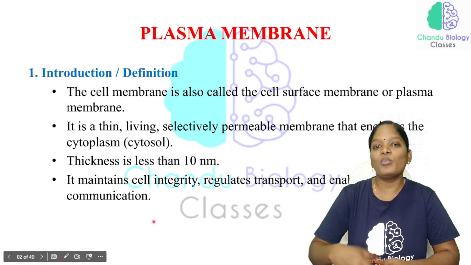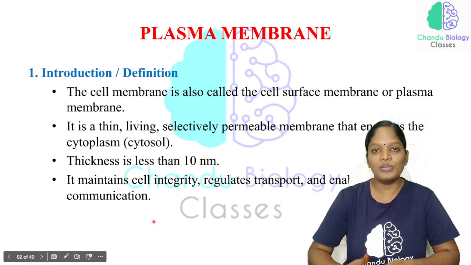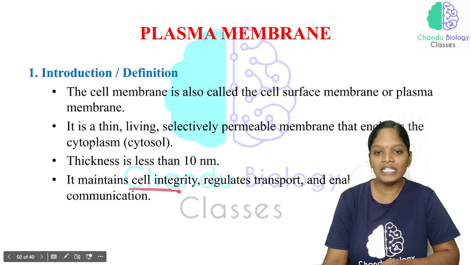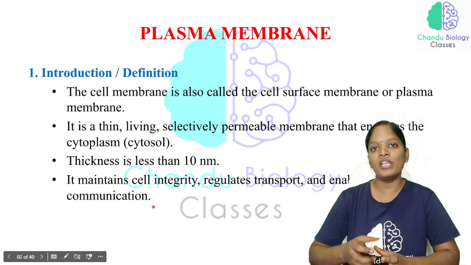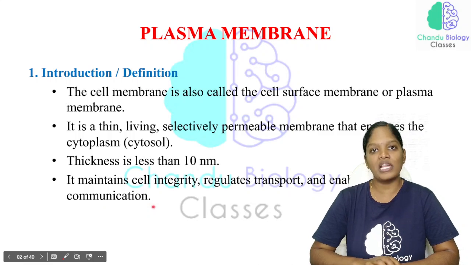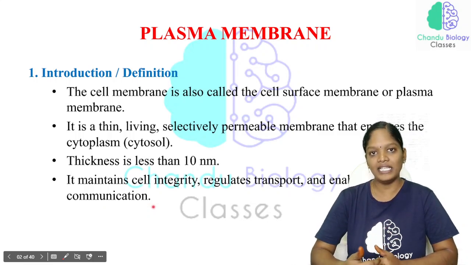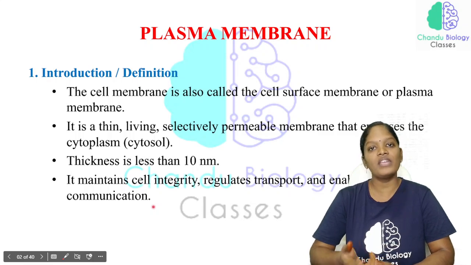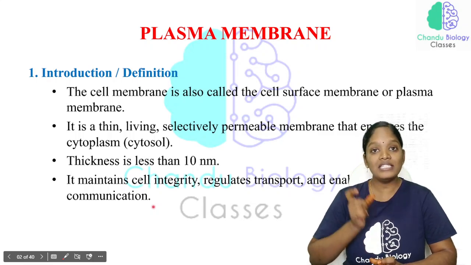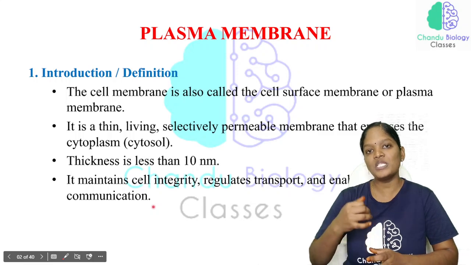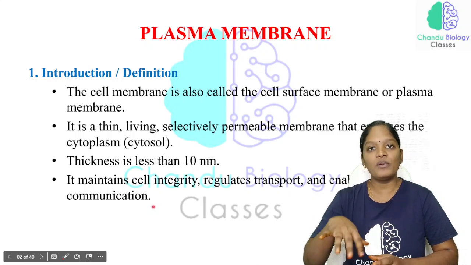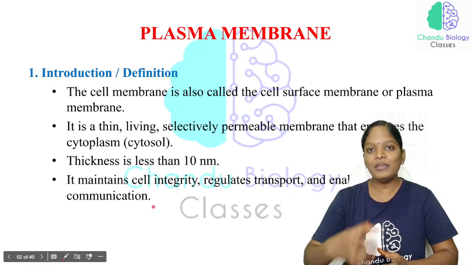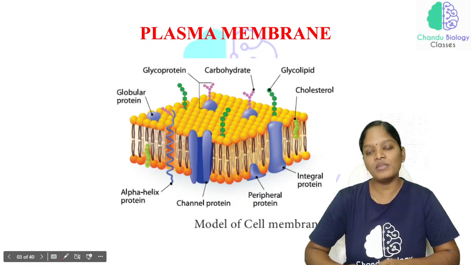What is the purpose of having the plasma membrane? It maintains the cell integrity, regulates the transport and enables the cell communication. One cell has to communicate with another cell. To mediate the cell communication, and to maintain the cell integrity and a proper composition of a cell, we have a plasma membrane. As it is selectively permeable, the contents present inside the cell are transported from one cell to another with the help of this plasma membrane. These are all the importance of the plasma membrane. How will this plasma membrane look?